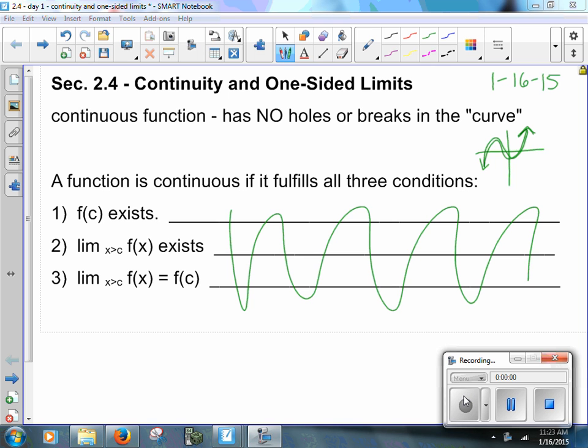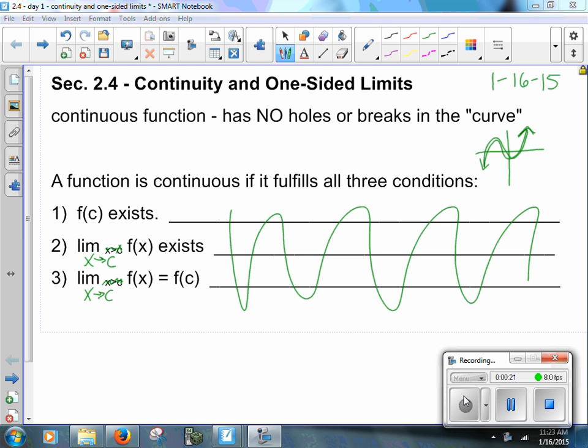I don't know about you, but that notation is like, what? This right here should be x approaches c, that little thing right there. x approaches c. This is what your textbook, if you looked in your textbook, would say.